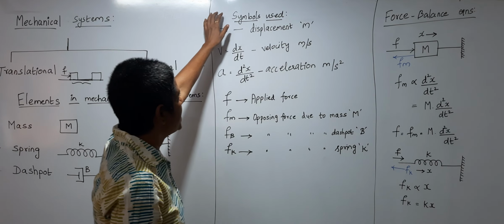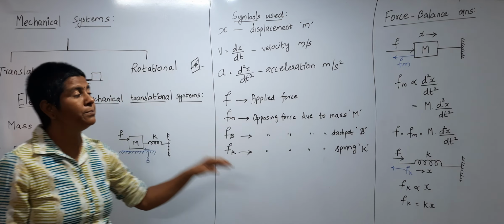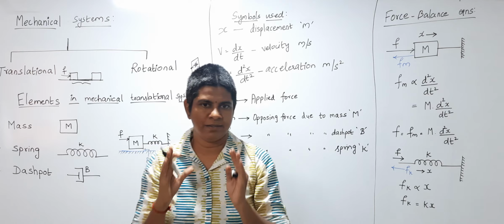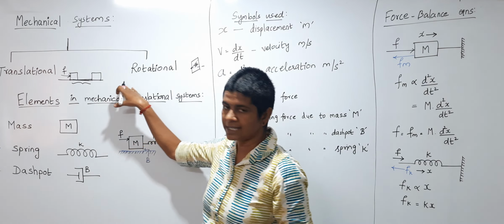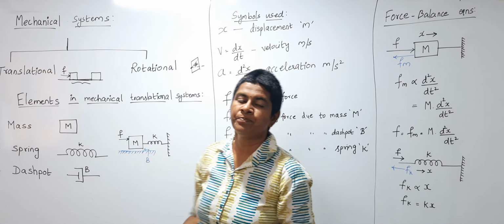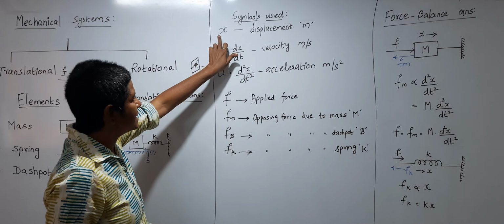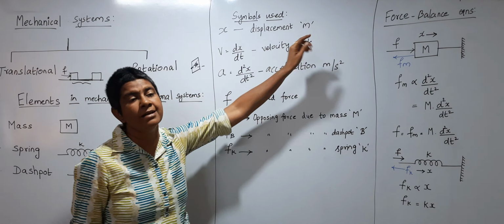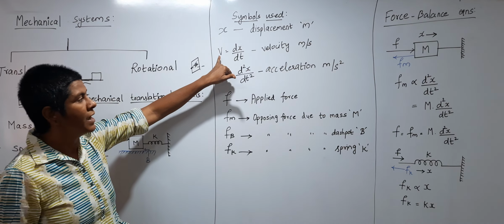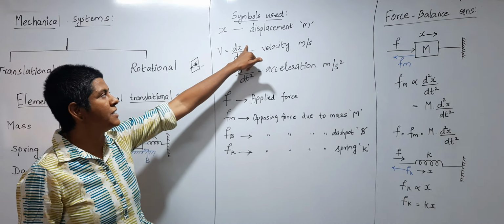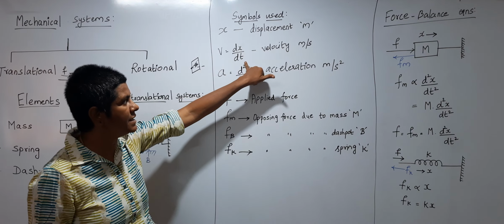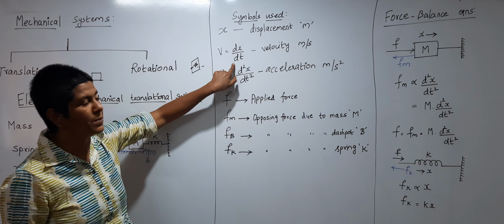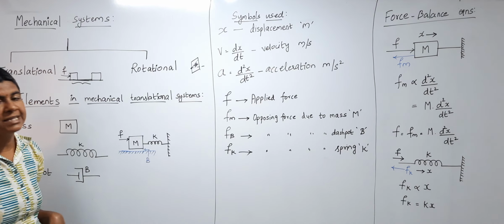The next are the basic symbols used in the mechanical translational system. As I already said, the displacement is in a straight line, so here we are considering x. This x is displacement, and it is measured in meters. The second one is velocity. Velocity is displacement by time, so dx by dt, and its unit is meter per second, that is distance in meters and time in seconds.